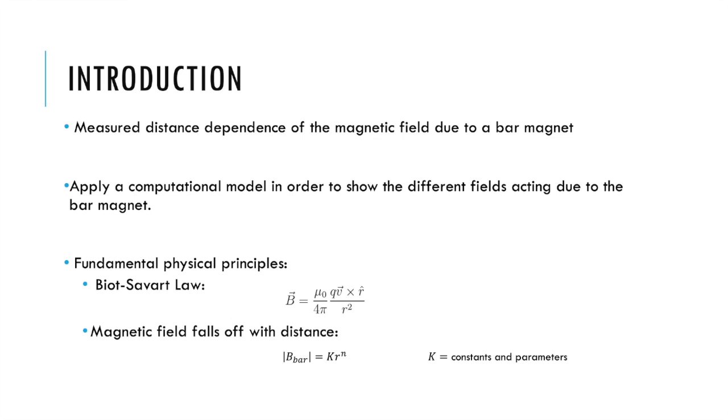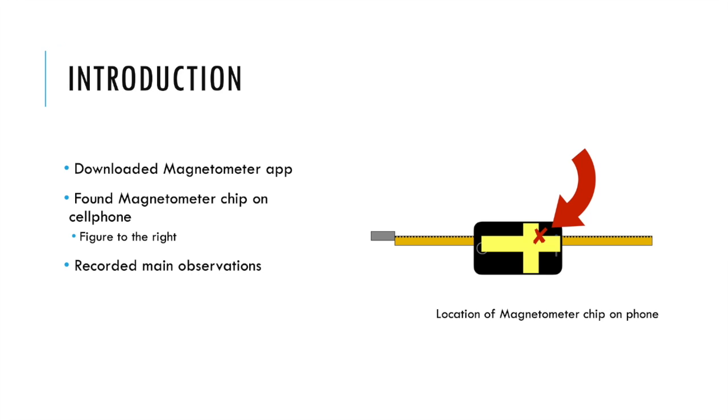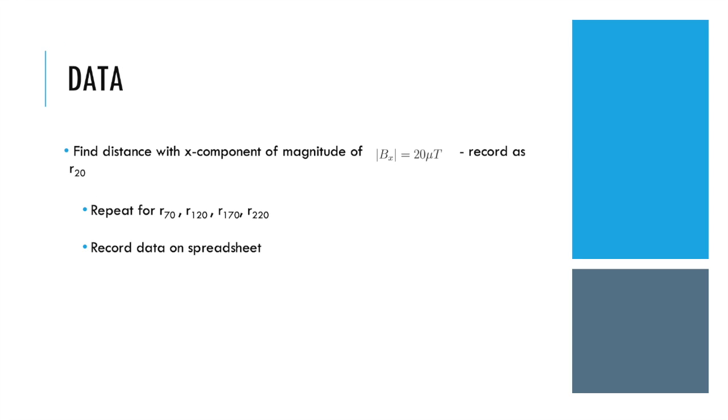n are parameters. In order to find them, we downloaded the magnetometer app, and then we found the magnetometer chip on our cell phone, which is shown in the figure to our right. We did this by using a measuring stick, and then we recorded our main observations. The observations were to find the distance at which the x component of the magnitude, Bx, equals 20, and we recorded it as R20. We did the same thing for R70, R120, R170, and R220, and we recorded the data on the spreadsheet.